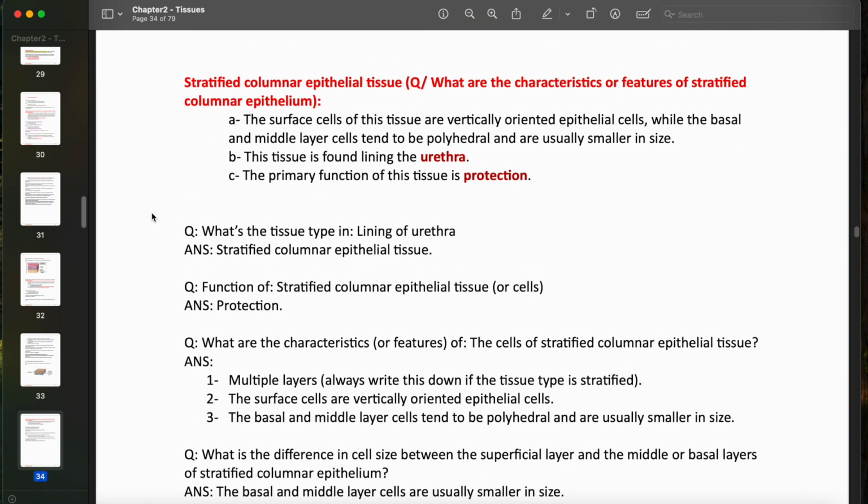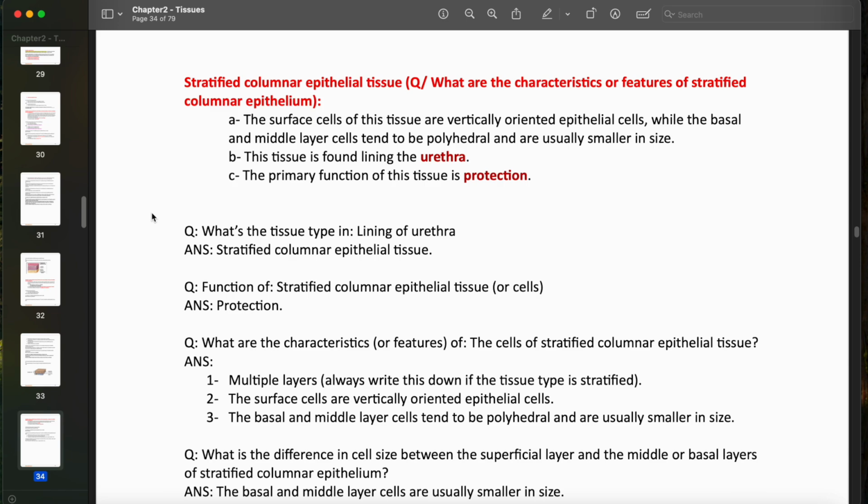Stratified columnar epithelial tissue. What are the characteristics or features? The surface cells of this tissue are vertically oriented epithelial cells, while the basal and middle layers tend to be polyhedral and are usually smaller in size. So the middle and basal layers are polyhedral and smaller in size, and the surface, or apical, layer consists of vertically oriented epithelial cells.